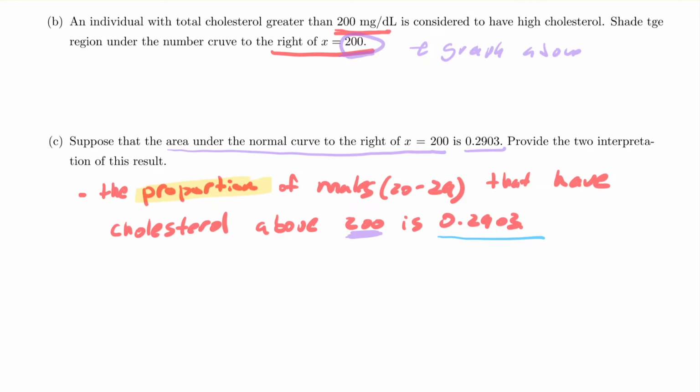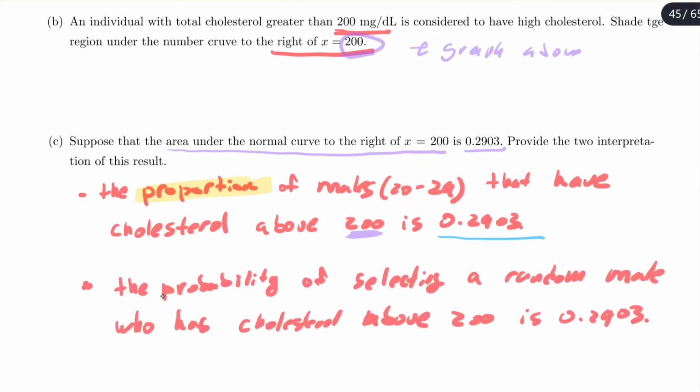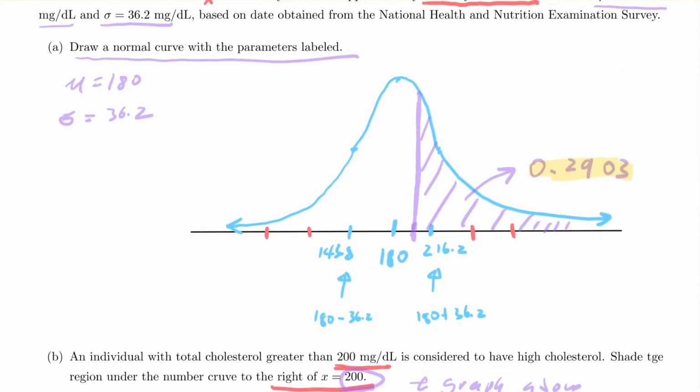That's what this means. The second interpretation is the probability of selecting a random male between 20 and 29 who has cholesterol above 200 is 0.2903. So if we were to select one random individual in this data, the probability of that random individual having cholesterol above 200 is 0.2903. So this is how we interpret normal distribution and probability.